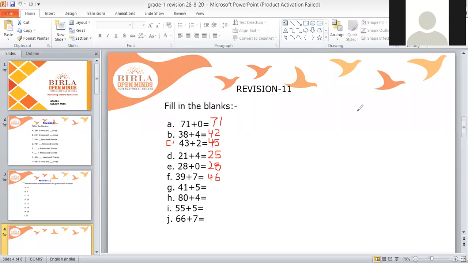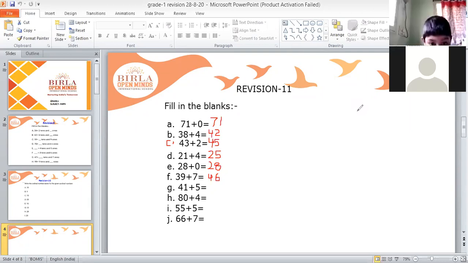Okay, next. Arhan Mohammed. Yes, Arhan, read the next question. Bit G. 41 plus 5. 41 plus 5 equal to how much? 46. Very good. That's the correct answer. Children, we will start counting after 41 and we will count forward 5. So 41 plus 5 equal to 46. That's the correct answer.